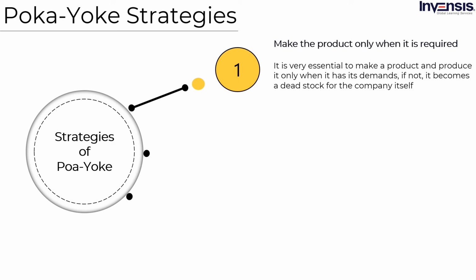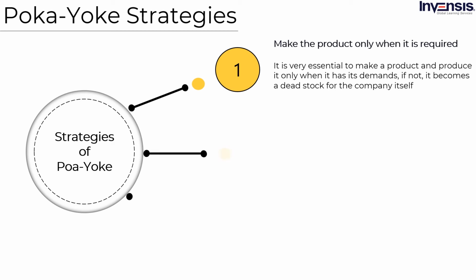If not, it becomes a dead stock for the company itself. It may be sure that products will be taken sometime later, but still, the investment for that particular product will not be returning back at that time, and it becomes a dead capital for the industries. For example, the manufacturing of air conditioners will be in demand during the summer season. If the same is done during the winters, no customer will try to buy the same.